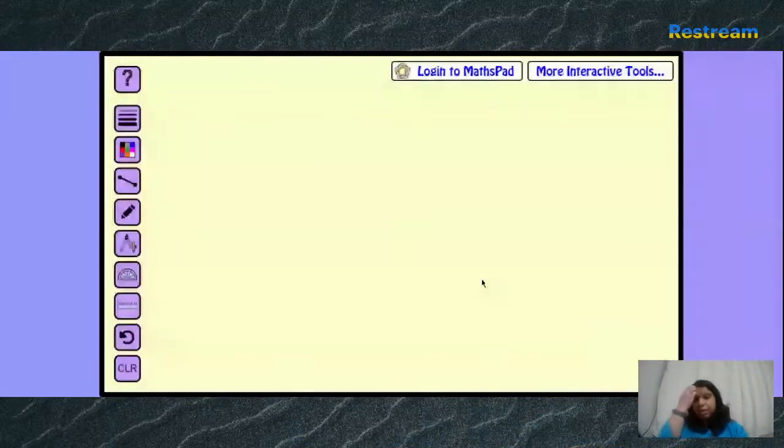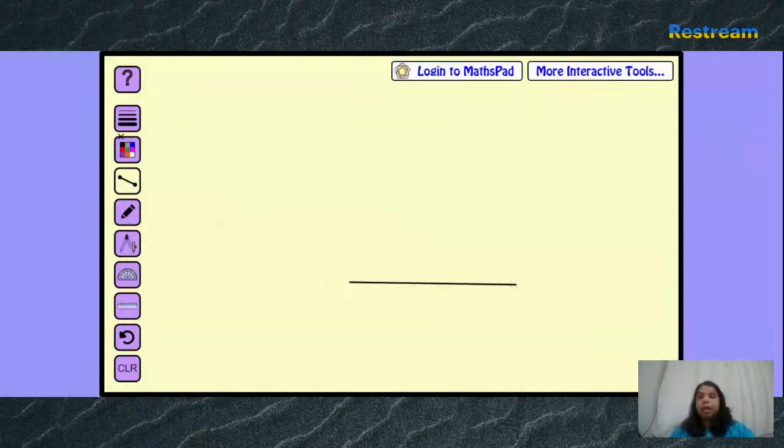So as you can see, we have this construction tool website. You can use it if you want to use an online version. It's mathspad.co.uk, and it comes very handy when I have to teach online or when I have to show you guys how to use something. So let's draw a line first. So this is my line.